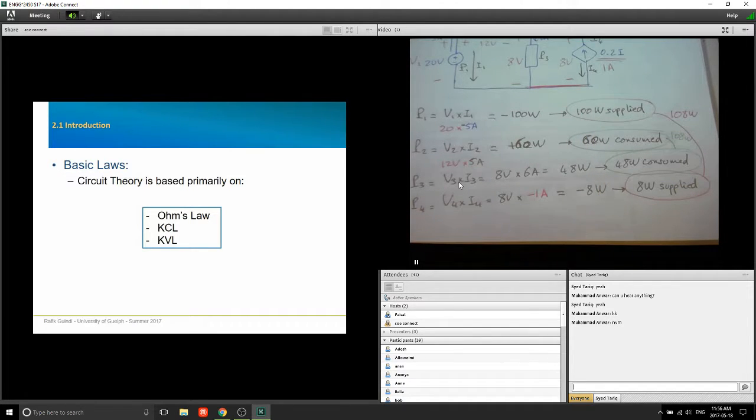Yes? So currents in parallel don't necessarily have to be the same then? No. If that's 6 amps, we're going to see that. Currents in parallel have nothing to do with each other.